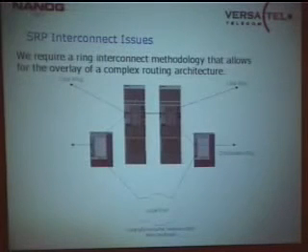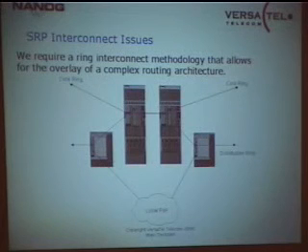The SRP interconnect issues. At the major points where the distribution rings cross the core ring, we require an interconnect methodology that allows for the overlay of complex routing architecture, so we can get optimal routing between the distribution rings and the core rings. So that touches on things like summarization, confederations, route reflectors, which I'll touch on in a moment.